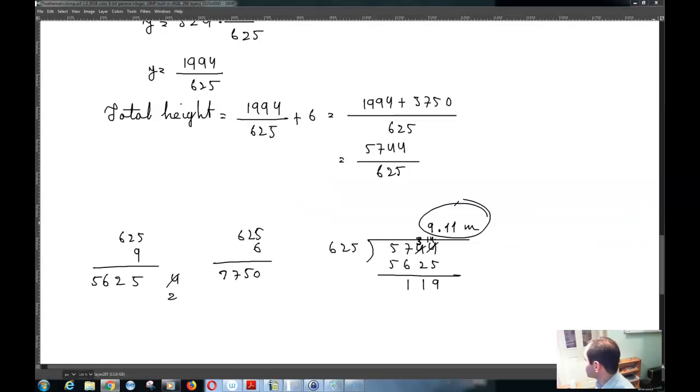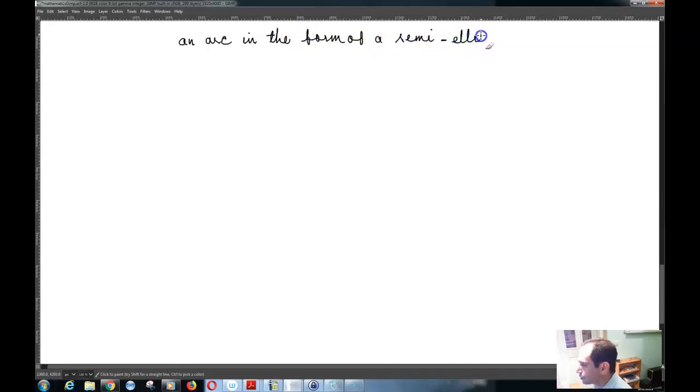So the next question that we have is: an arc is in the form of a semi-ellipse. It is 8 meters wide and 2 meters high at the center.